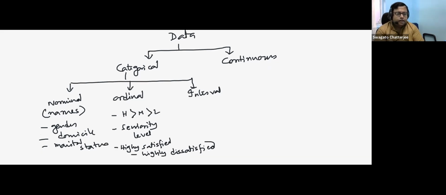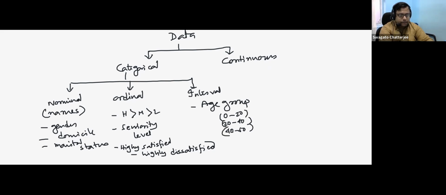In interval, we bring in further characteristics. Not only do the groups have a name, not only do the groups have an order, but the groups can also take part in a little bit of mathematical analysis. So that is where the interval variable comes in. I can find out the mean and standard deviation of these groups. For example, age group. Age group varies from, let's say, 0 to 20, 20 to 40, 40 to 60. When you define it this way, age group is an interval variable.